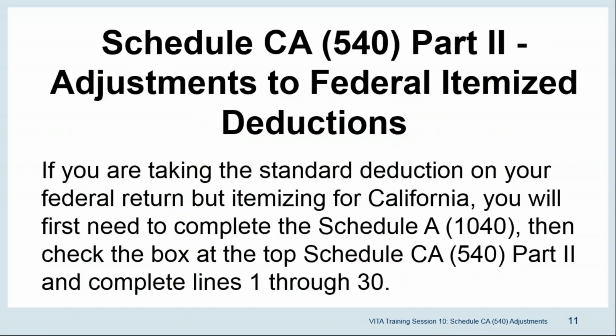Part 2, Adjustments to Federal Itemized Deductions. If you are taking the standard deduction on your federal return but itemized for California, you will first need to complete the Schedule A 1040. Make sure TaxSlayer has checked the box at the top of the Schedule CA 540, Part 2, and lines 1 through 30 are completed. TaxSlayer should transfer this information automatically from what was entered in the federal section.